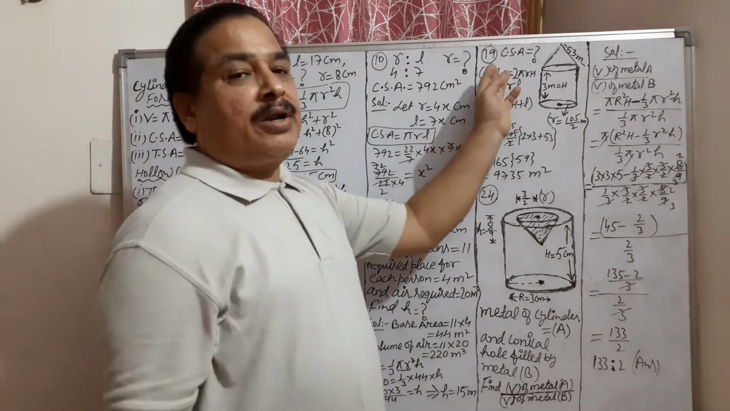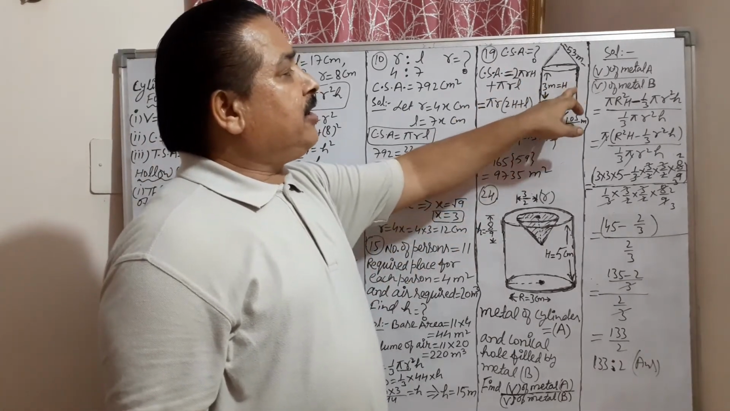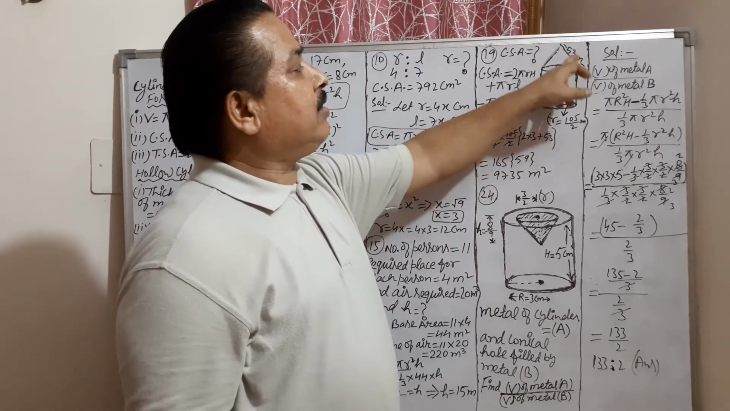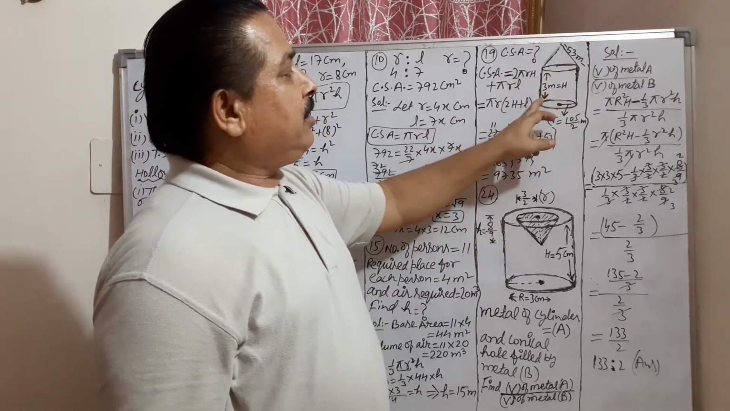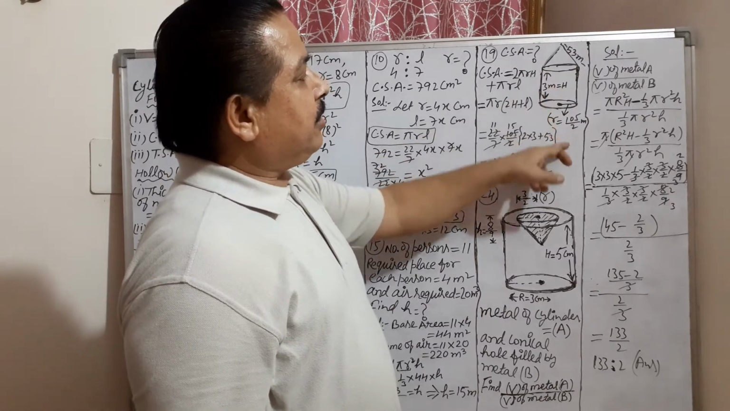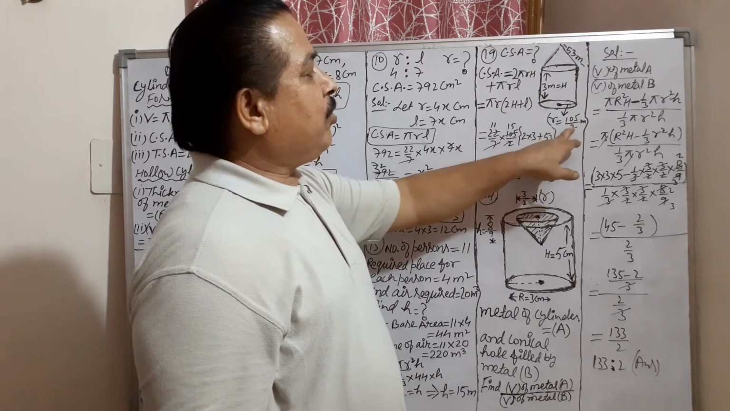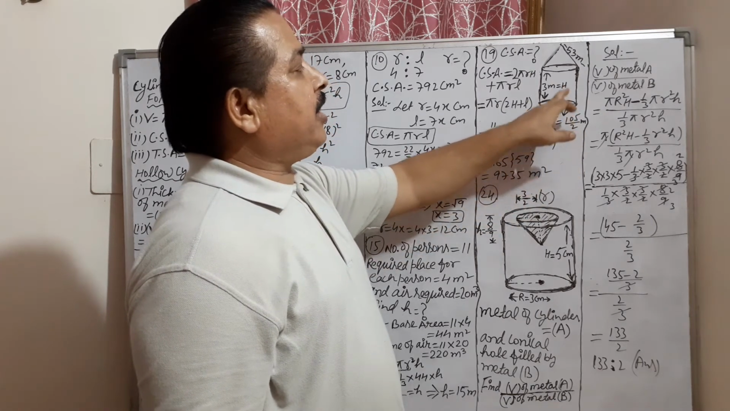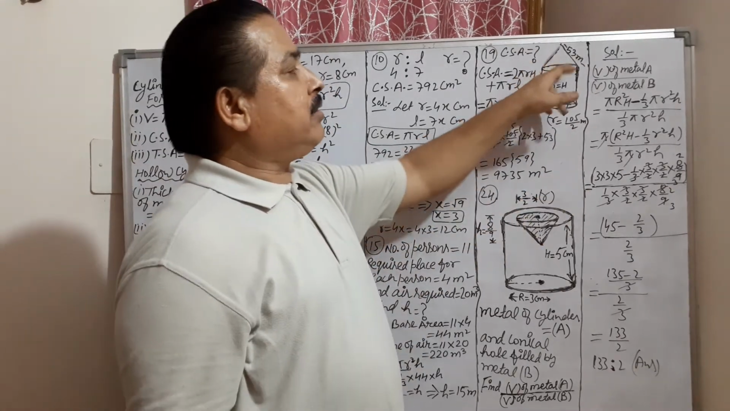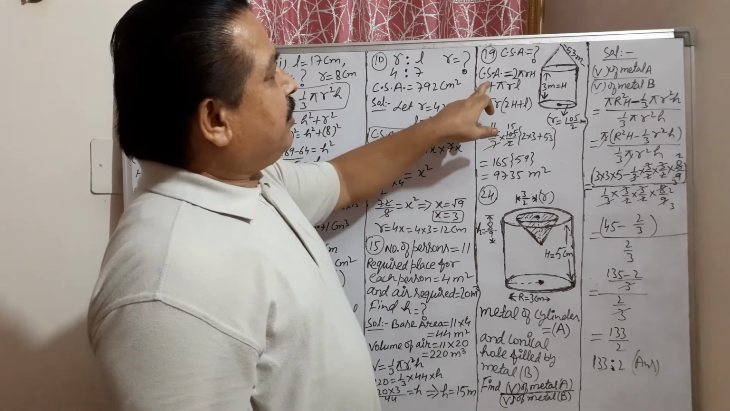Now see question number 19. In question number 19, this is a cylindrical part and the top part is a conical part. Slant height is given as 53 meter, this cylinder's height is given as 3 meter, and the radius of this cylinder is given as 105 upon 2. So the radius of cylinder and radius of cone will be the same because they are on the same base.